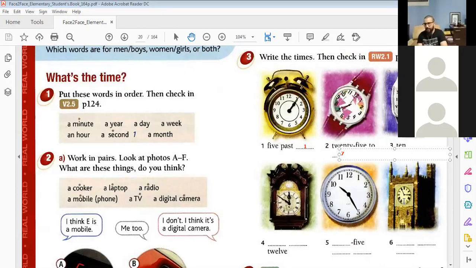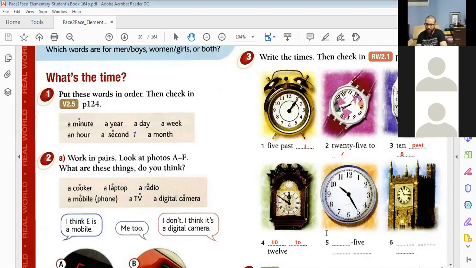25 to 7. Yeah. What about this one? 10 past 8. Yes, correct. Good. What about this one, number 4? 10 to 11. To 12, sorry. Correct, 10 to 12.